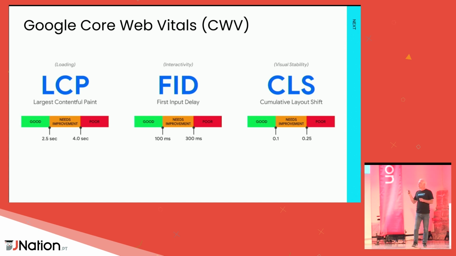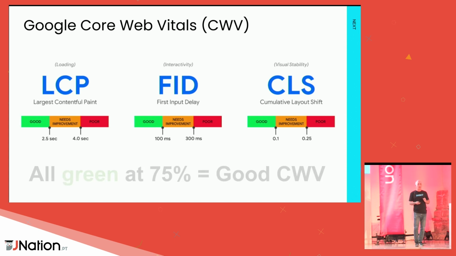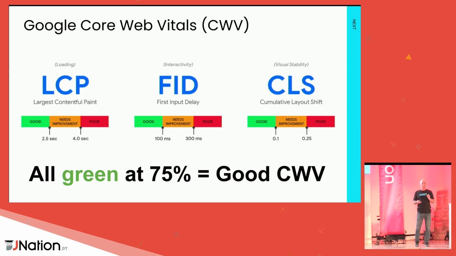And for each one of them, we can see that there are ranges. If the numbers are in a certain range, they're considered good or green. If they're in a higher range, they're considered yellow or need improvement. And finally, if you exceed the final range, you get into the poor or red zone, and you really need to up your game. And a site is considered to have good performance if, for 75% of all sessions, they're in the good range for all three metrics.